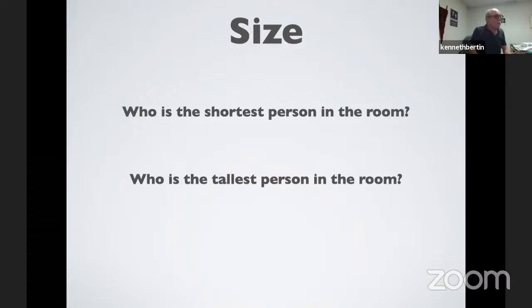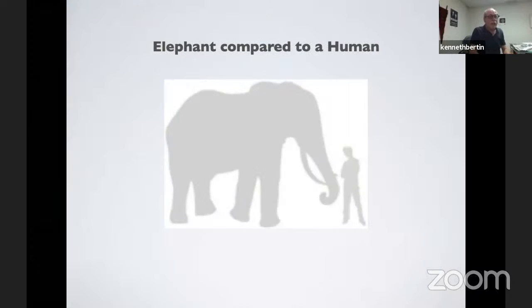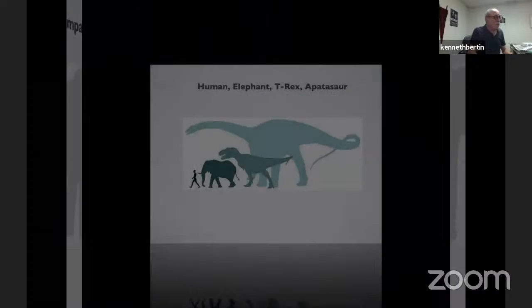Well, let's take a look at one thing. Let's take an elephant compared to a human. Now, if an elephant was on the basketball court, he could push Shaquille out of the way pretty easily, couldn't he? So how big is tall really when you compare it to an elephant? But an elephant is pretty large, right?